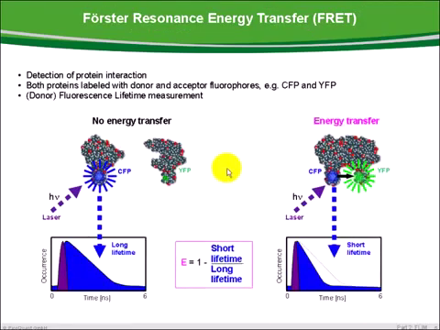I now want to give you a short introduction to FRET. Here we see two proteins which are labeled with donor and acceptor dye molecules. After binding, FRET takes place and the energy is transferred to the acceptor molecule. FRET induces quenching of the fluorescence lifetime of the donor molecule, which becomes shorter in comparison to the donor molecule measured in absence of the acceptor dye.